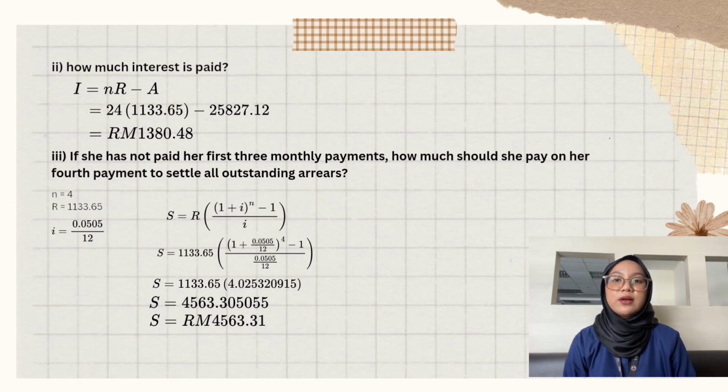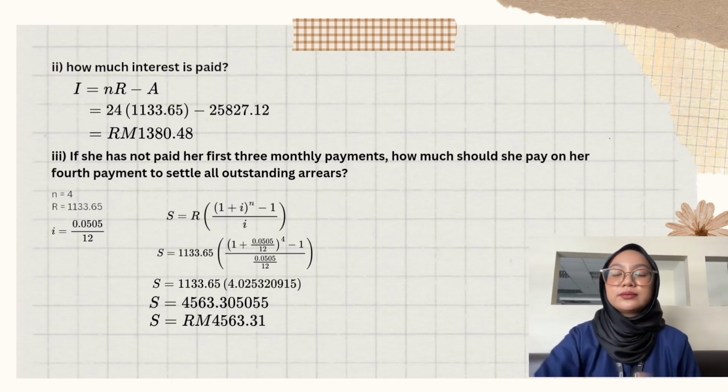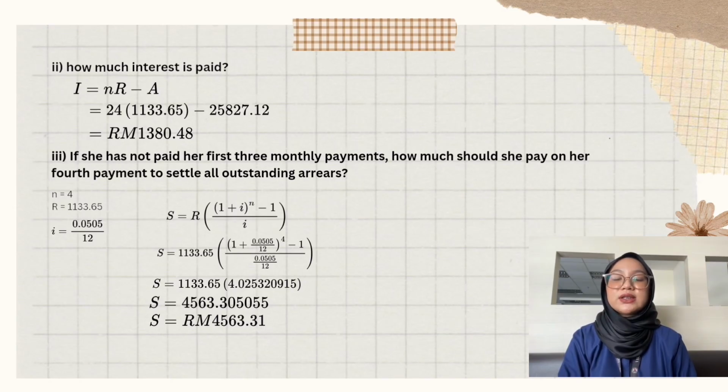Question 3 Roman. If she has not paid her first 3 monthly payments, how much should she pay on her fourth payment to settle all outstanding arrears? Using formula S equals to R in bracket 1 plus I power of n minus 1 over I, S equal to 1133.65 in bracket 1 plus 0.0505 over 12, power of 4 minus 1 over 0.0505 over 12, S equal to 1133.65 in bracket 4.025320.915. S equal to 4563.305055, S equal to RM 4563 and 31 cents.